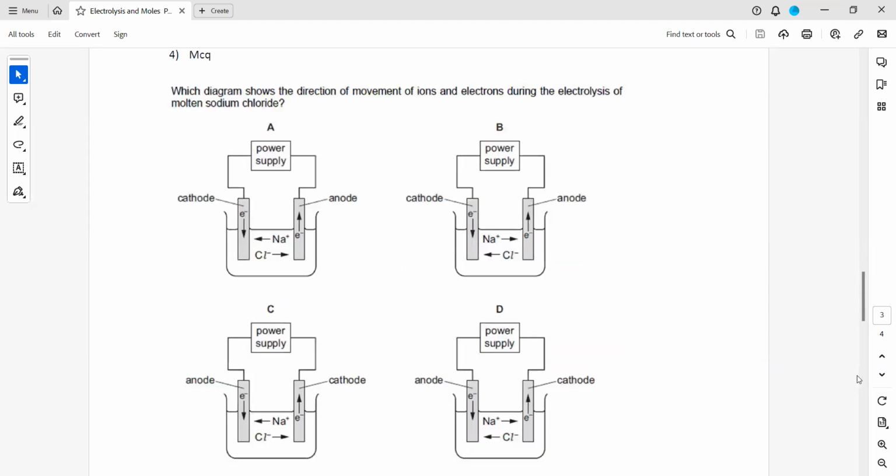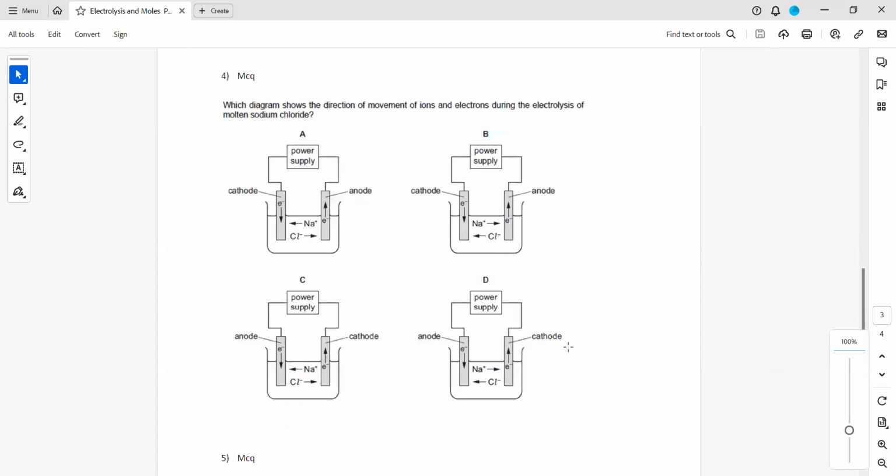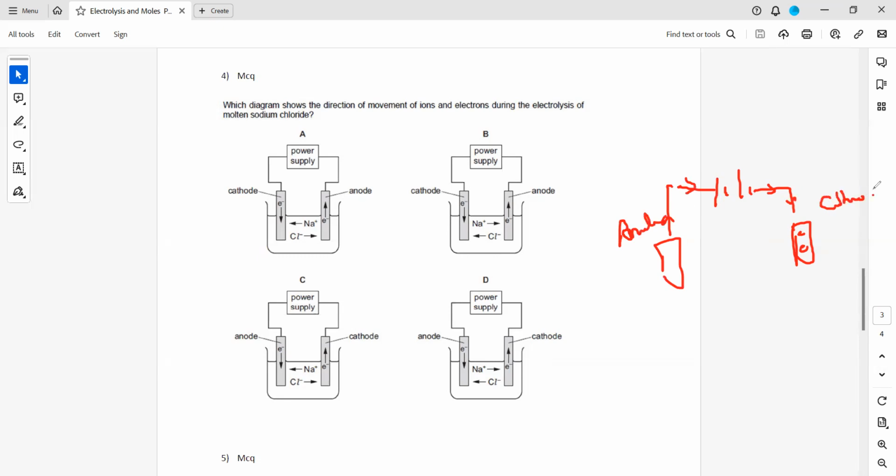Question 4: in which diagram is the movement of ions and electrons during electrolysis of molten sodium chloride correct? First, if we have a supply, electrons always move towards the cathode and electrons move out from the anode. This is the movement of electrons. So they move towards the cathode and move out from the anode.